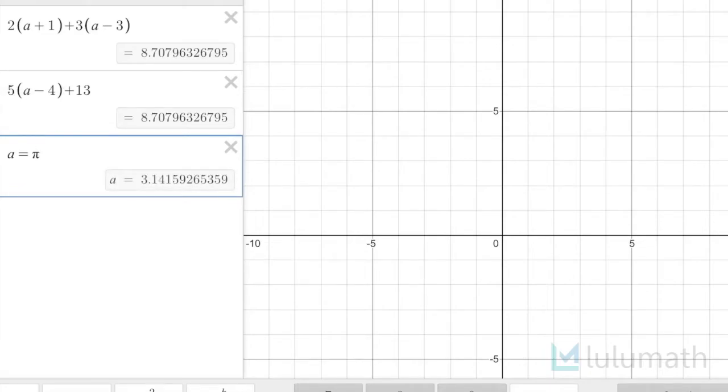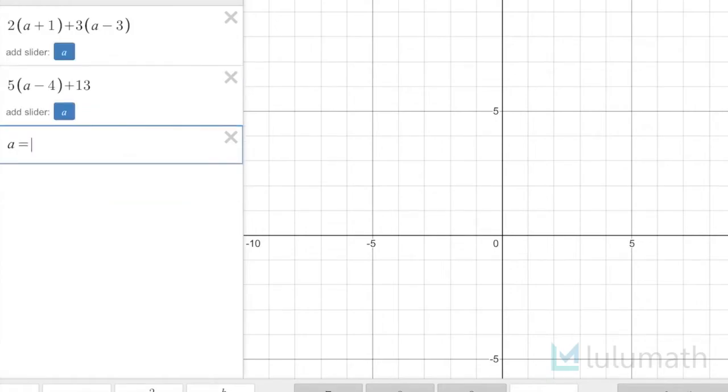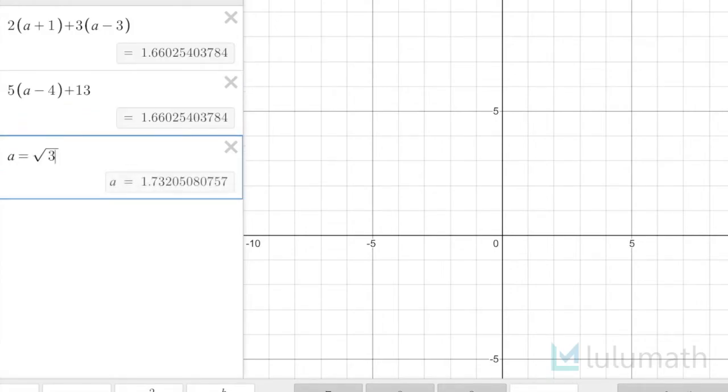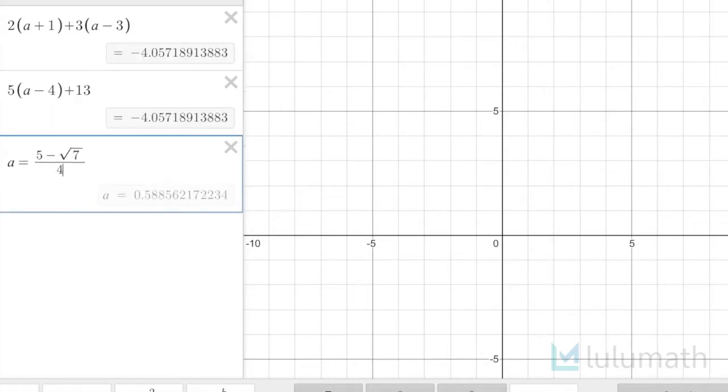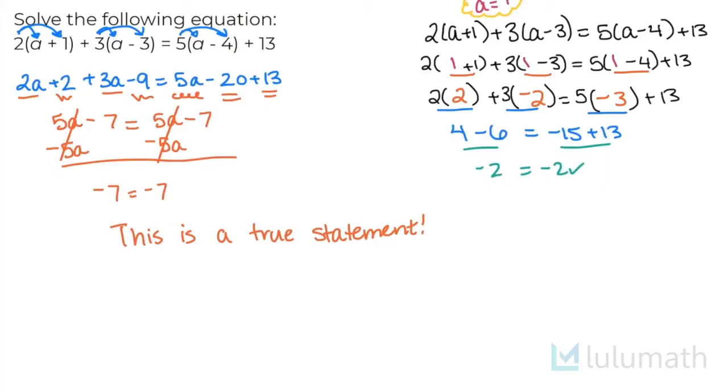If I plug pi in, it doesn't matter. Both sides of my equation are still equal to each other. I could use the square root of 3, for example, and both sides of my equation are still equal to each other. I could have the most random number for a. So I could say a is equal to, I'll put in a fraction and I'll say 5 minus the square root of 7 all over 4 pi. I'm just making up a random expression, and still both sides of my equation are equal to each other. This equation that we're looking at up here has infinite solutions.